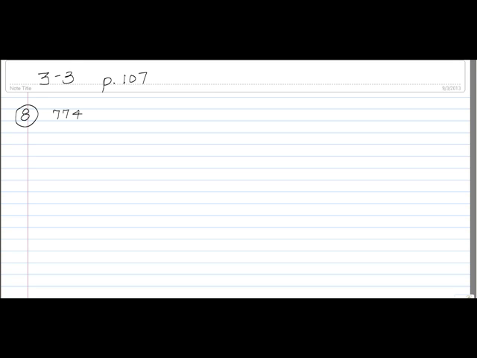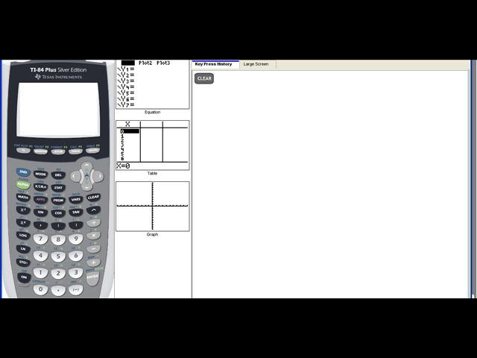Okay, so we have 774, 649, 1210, 546, and 431, and one last one, 612. Okay, on these I'm going to use the calculator to do the number crunching.